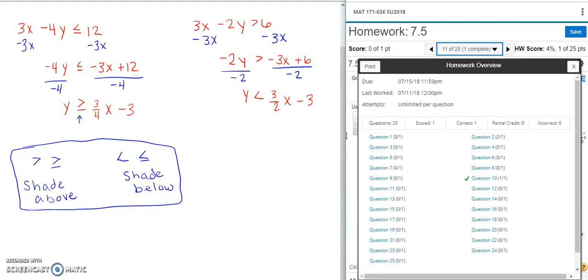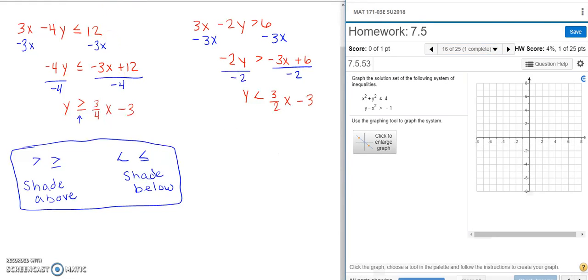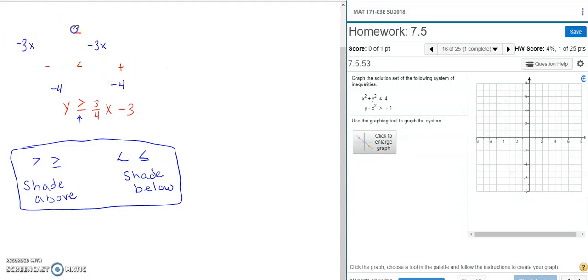So now I want to jump to question, I think it was 16. Yep. So this one is nonlinear. Okay, so these were lines, which made it a little more straightforward. So now we're going to do nonlinear. Sorry, this is going to take forever. Okay, sorry.